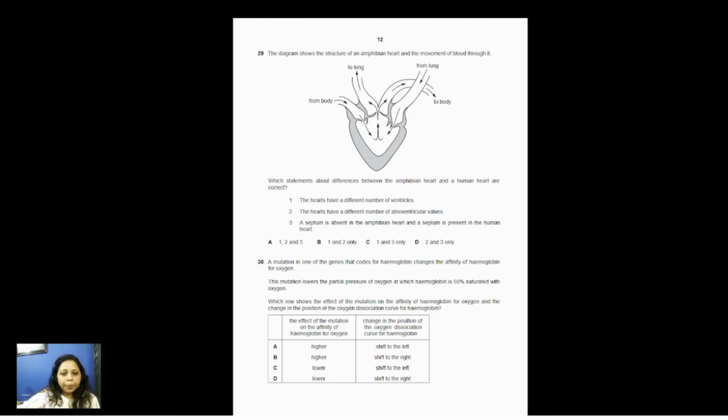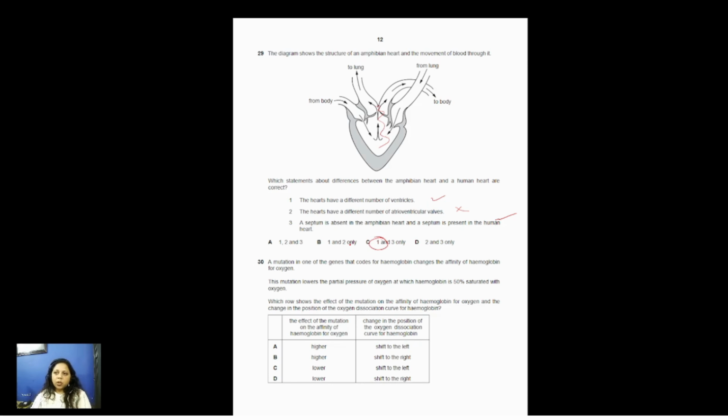So we'll start from the first one. The hearts have a different number of ventricles. Let's say it's correct. Number two, the hearts have a different number of atrioventricular valves. No, they are actually the same, moving from here to the heart, then to here, then to the body. So this one seems to be incorrect. A septum is absent. Yes, the septum is not seen over here. Look, there is no septum. So the correct options are 1 and 3.